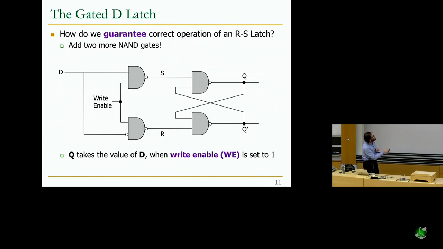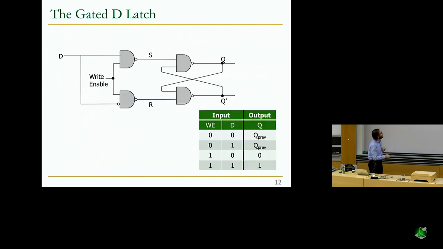If write enable is set to 0, then S and R are both 1, right? As a result, Q equals Q previous, whatever you've written. And the beauty of this circuit is S and R can never be 0 at the same time. Because you have only 2 options. D is 0 or 1, and write enable 0 or 1. So let's take a look at the truth table. If your write enable is 0, D doesn't matter, because your S and R will be set to 1. So Q is equal to whatever you previously stored over here.